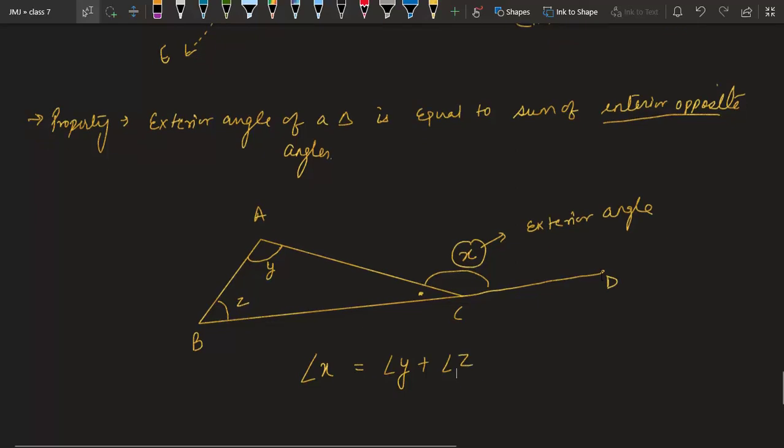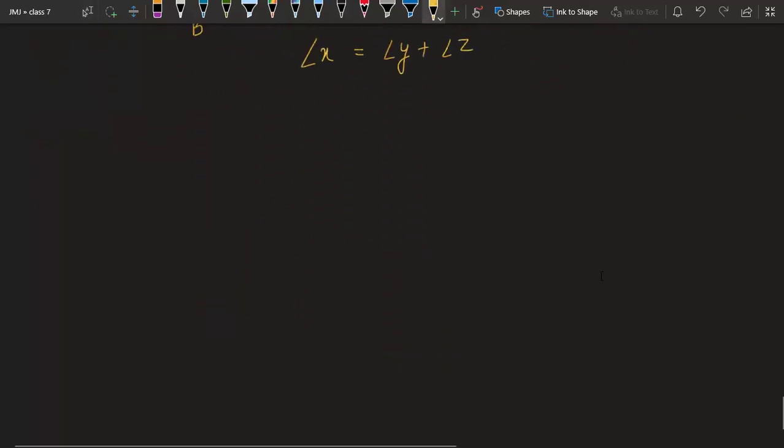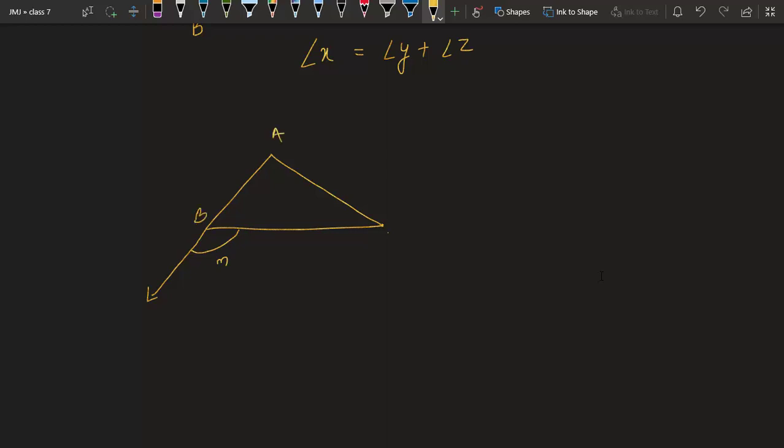Now if you have any confusion, let me resolve for you with another example. One more example I am giving you. Suppose I take this triangle and I extend this side. That means this will be your exterior angle. Suppose I call this angle as M. So this time I have extended side AB. So this is the extended side, this is the adjacent side, means this angle M is the exterior angle.